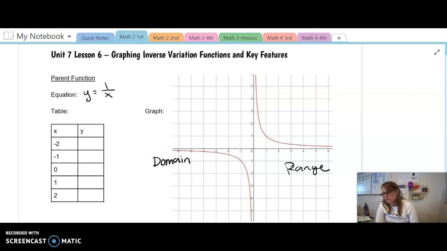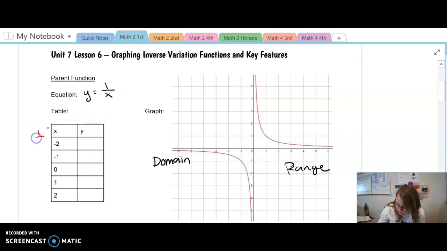Alright, so today we're going to be talking about graphing inverse variation functions and its key features. Just like with any other function, we do have a parent function, so that's y equals 1 over x. Wonderful fraction, we love it. So, the table. We have these selected x values and we want to find the y values. Remember, with y values, all you got to do is plug in the x value.